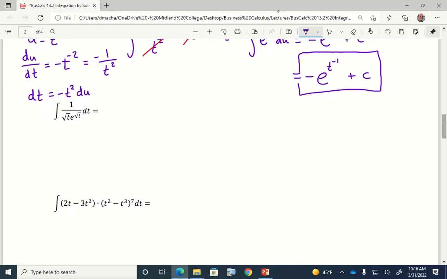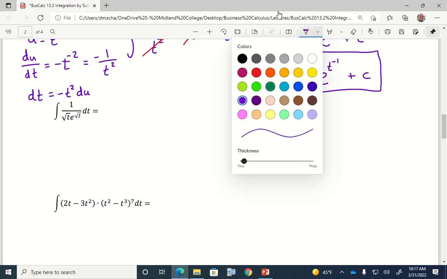Again, if you want to, you can take the derivative of this just to check your answer. And if you use your derivative chain rule properly, it'll be negative e to the power t to the negative 1 times the derivative of t to the negative 1, which would be negative 1 t to the negative 2 power, which will be positive e to the t to the negative 1 divided by t squared, which is our original integrand. Okay.